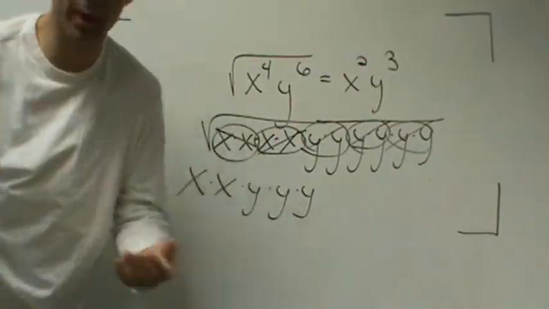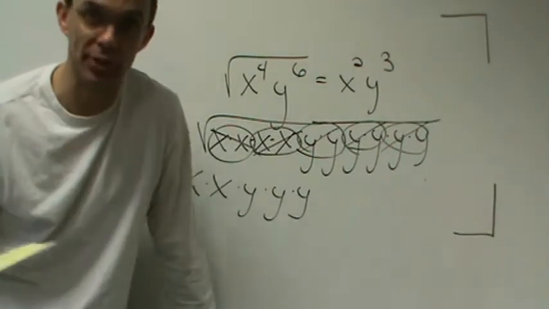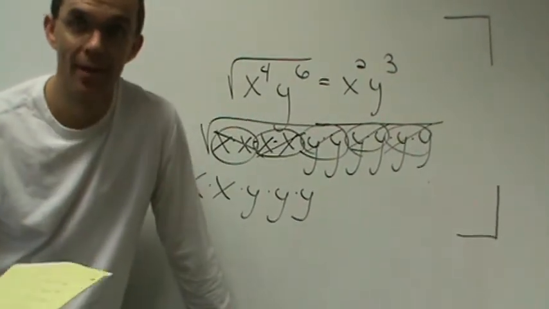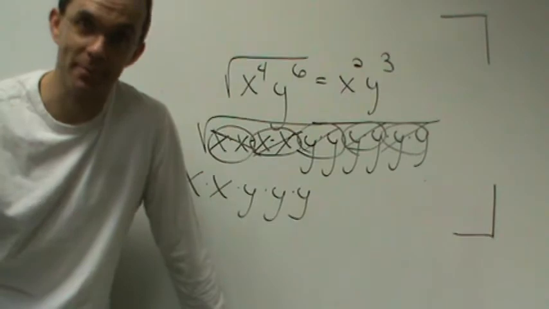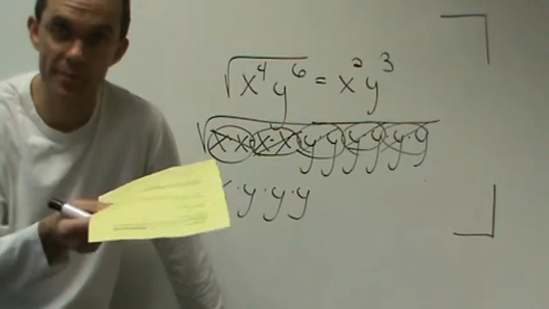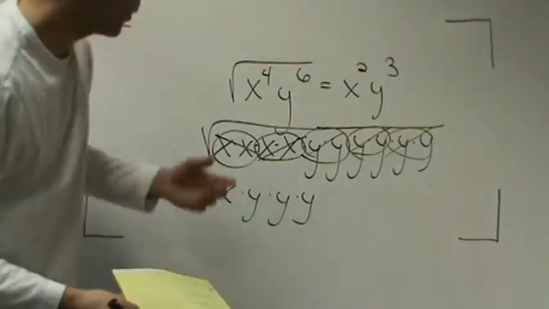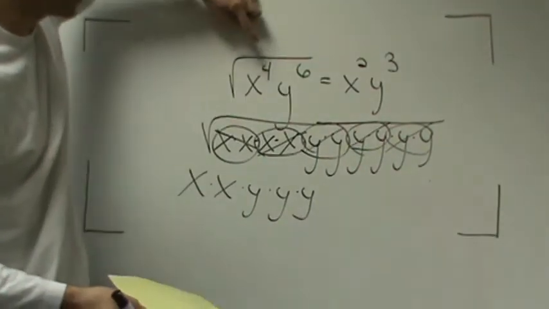Now, that way will work, and it always works. But what if you had x to the 12th or x to the 20th? That's a lot of work, writing out 12 x's or 20 of something. So is there a shortcut? Well, if it's like this, it's pretty nice.